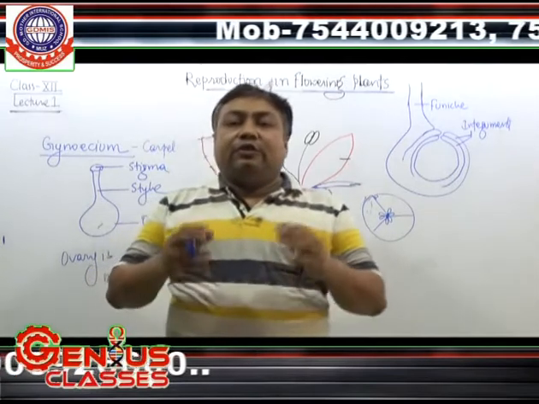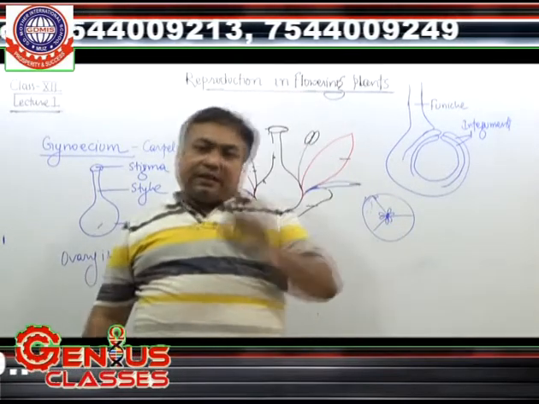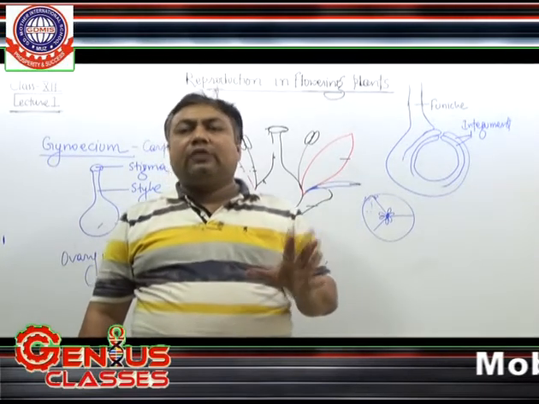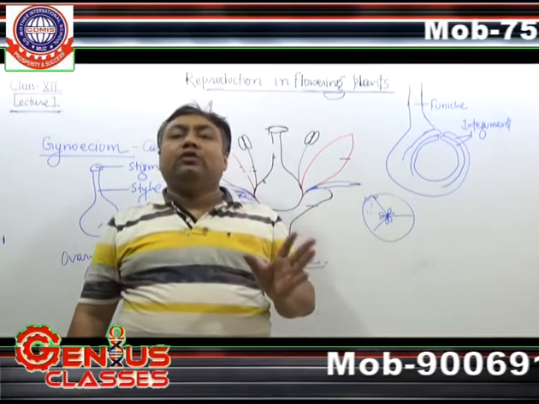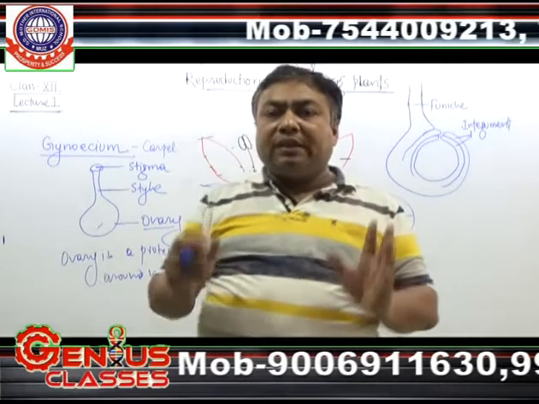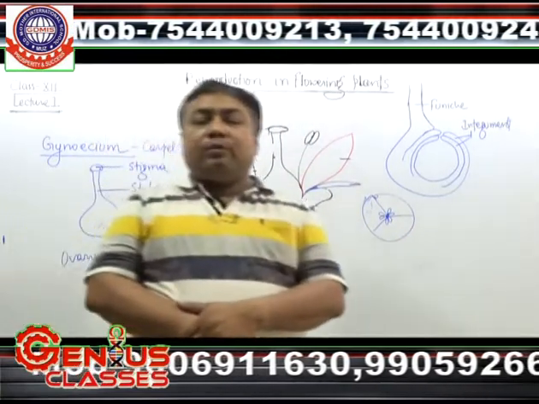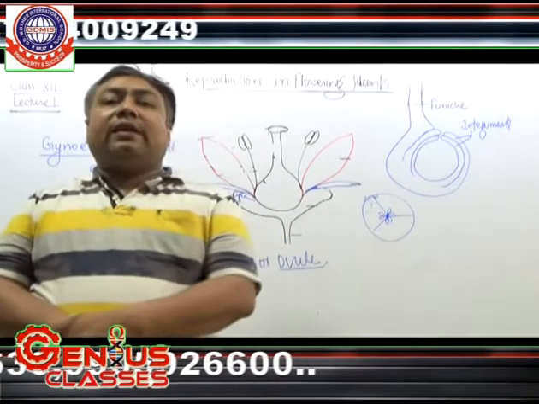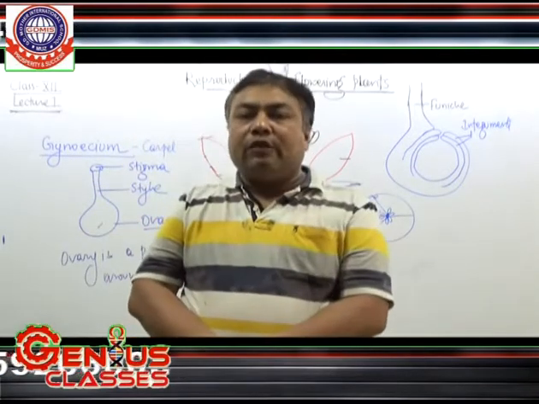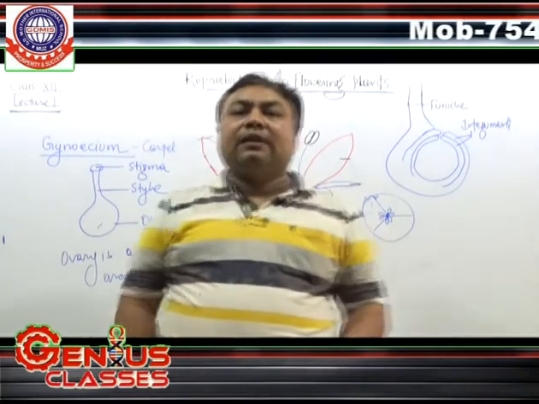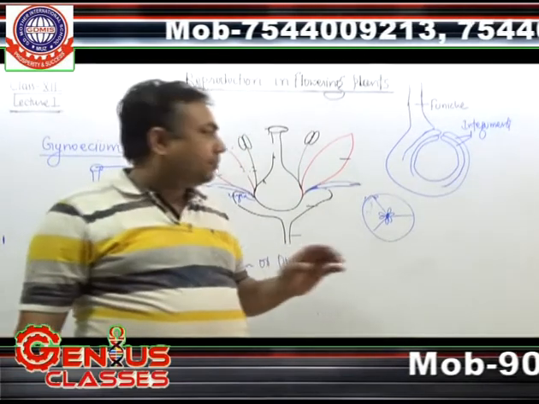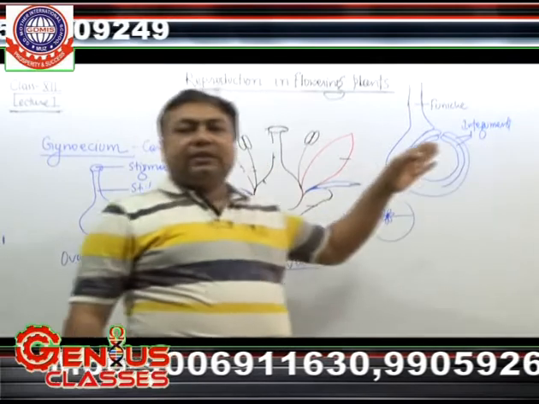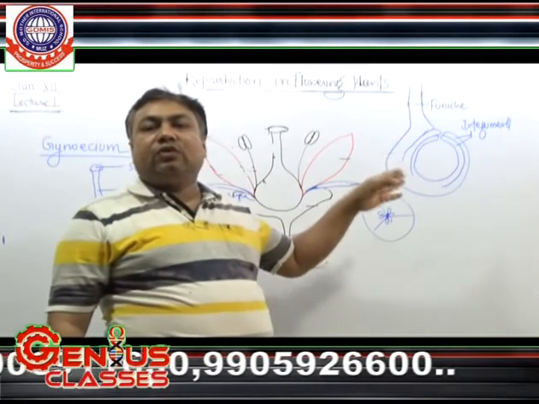Whereas in gymnosperm, there is only a single layer of integument in ovule. That's why gymnosperms are called unitegmic. So, this is the basic difference between gymnosperm and angiosperm. Gymnosperms are unitegmic, whereas angiosperms are bitegmic. That means two layers of integument. These two integuments are the future seed coat or testa.